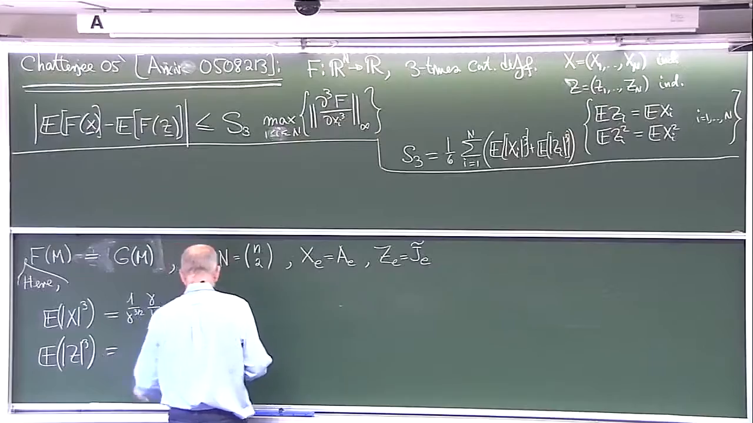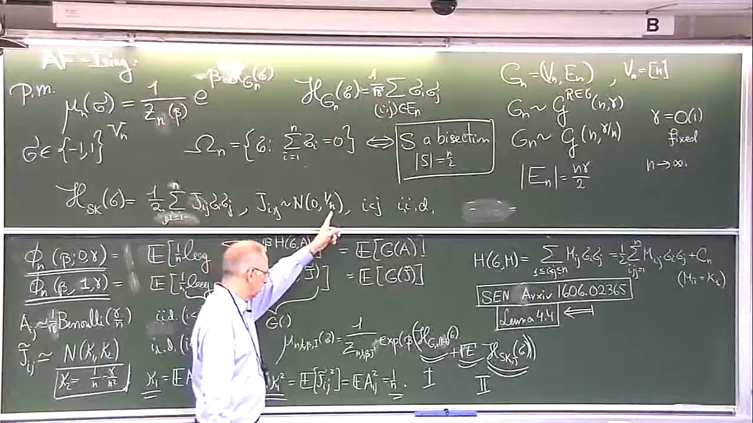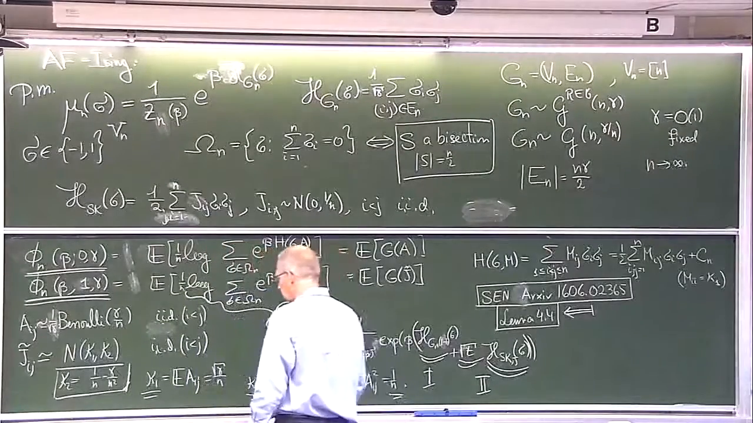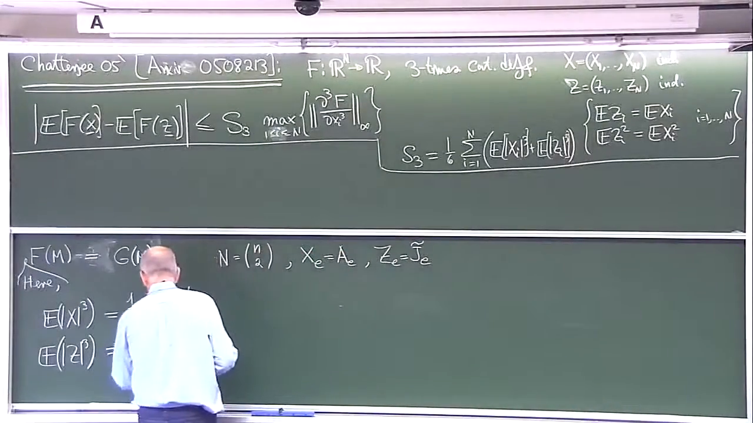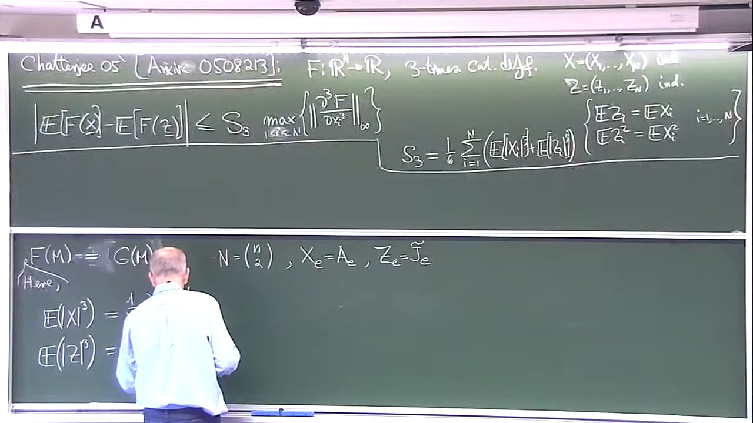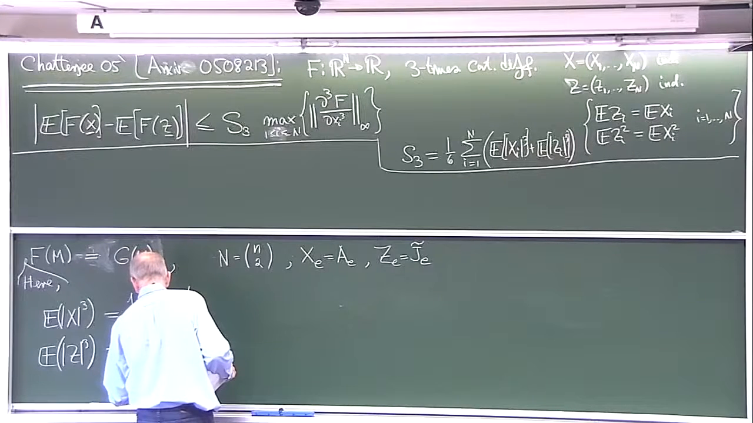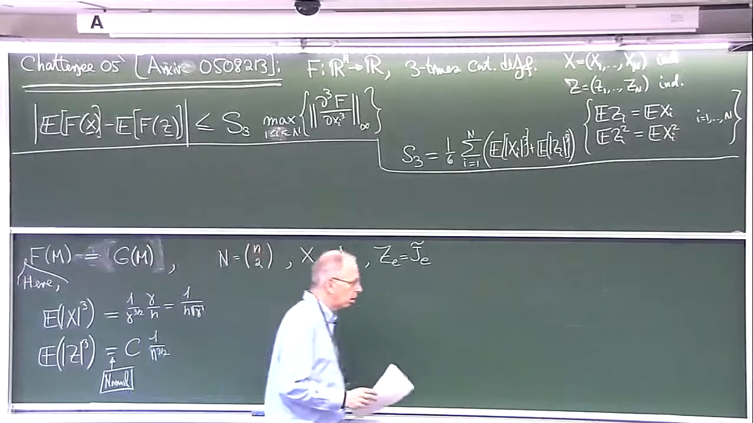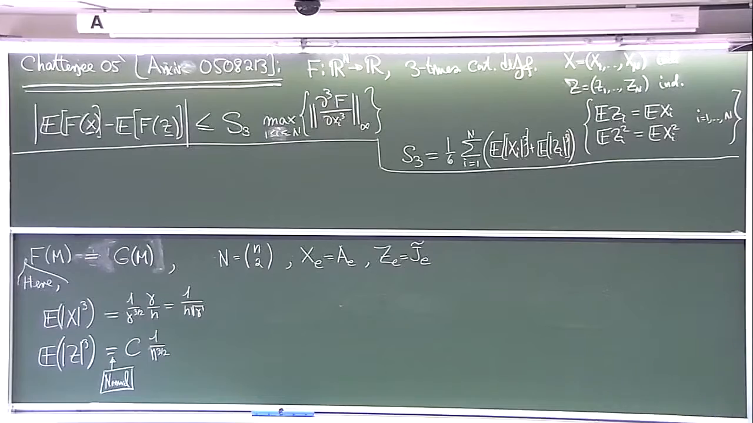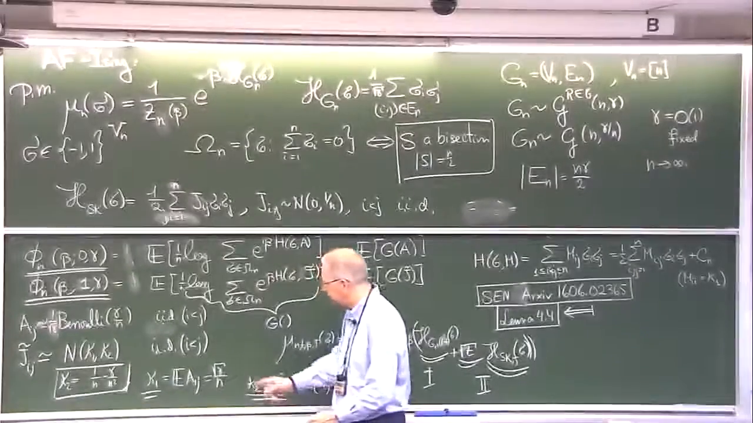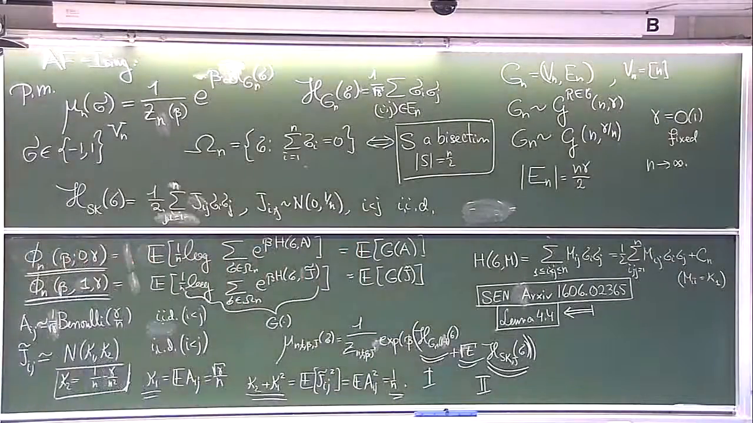And what is the expectation of a normal cubed? Well, our normal has variance 1 over n, so its third moment will be C times 1 over n to the 3 over 2. And you might be worried about the mean, but the mean is of order 1 over n, so its effect on the third term is nothing. 1 over n is even smaller than that.